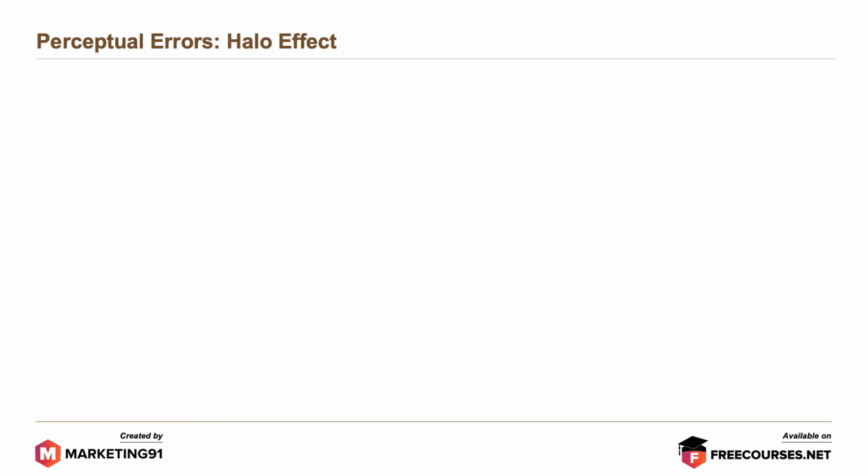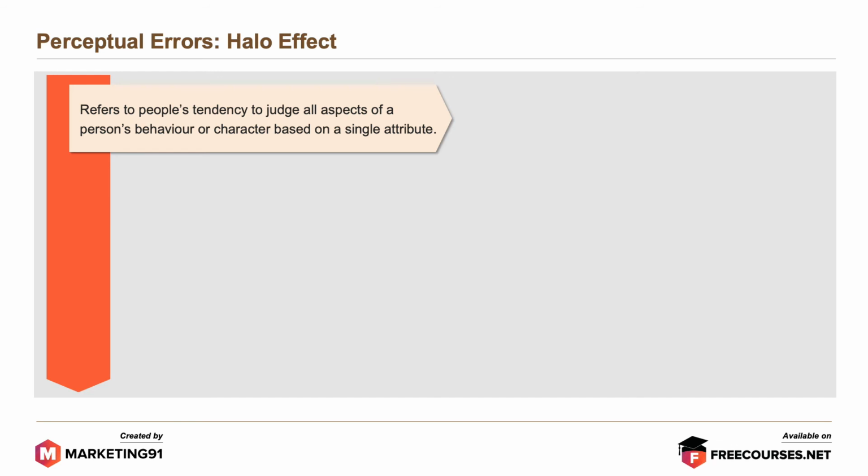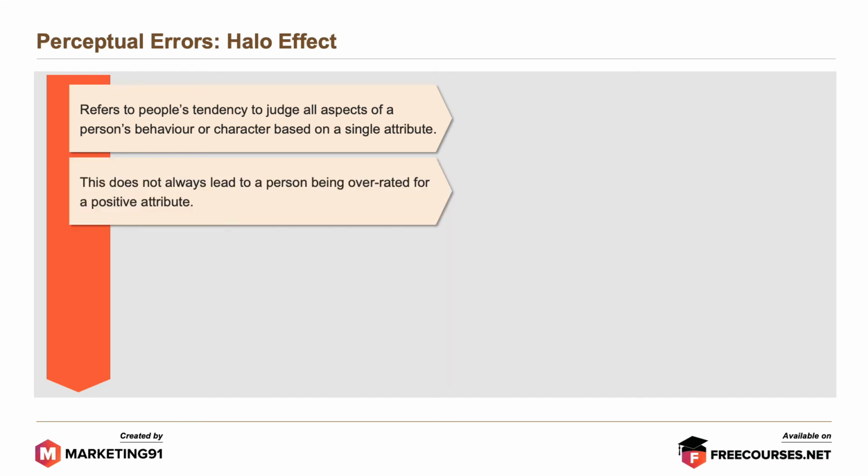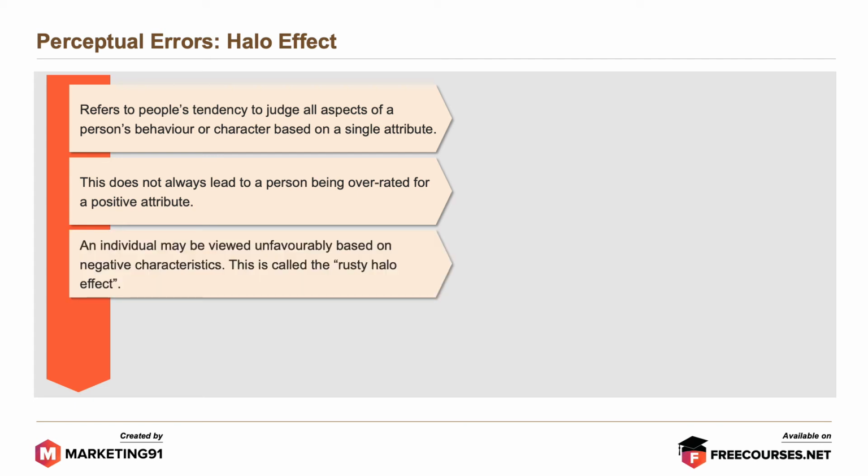Moving on to the next perceptual error, halo effect. It refers to people's tendency to judge all aspects of a person's behavior or character based on a single attribute. This does not always lead to a person being overrated for a positive attitude. An individual may be viewed unfavorably based on negative characteristics. This is called the rusty halo effect.